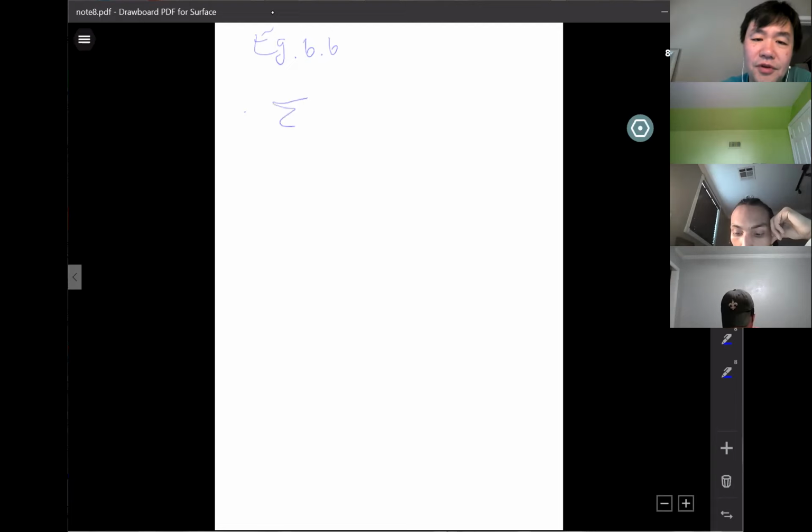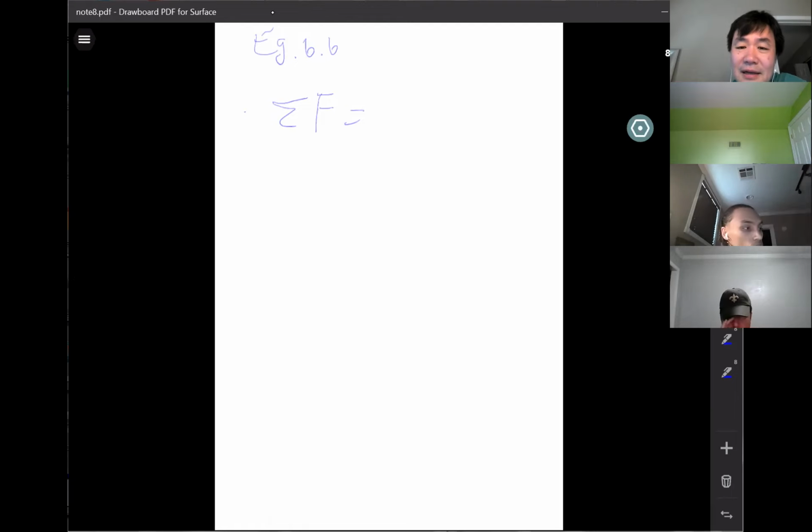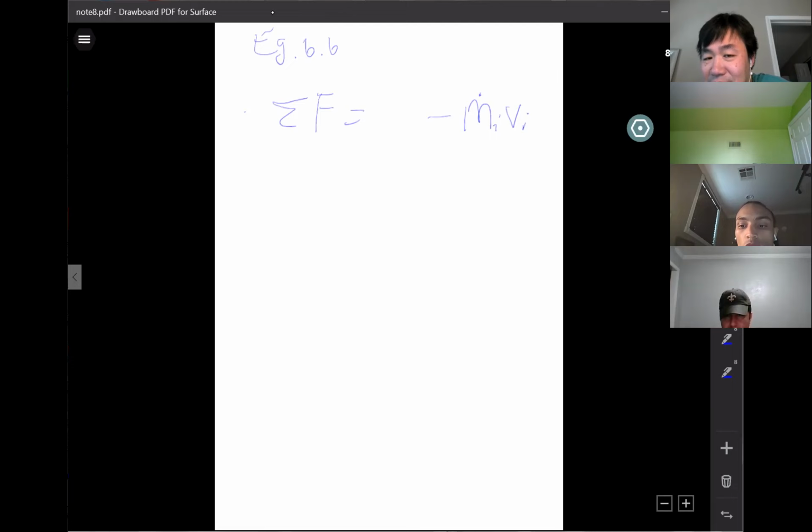Summation of force equals momentum out minus momentum in. Let's say momentum in is at constant velocity, so it's just this momentum in. But if the momentum out is not uniform, then the problem is the mass flow rate: you need to use integration to calculate it. Do you remember? Density times V dA.